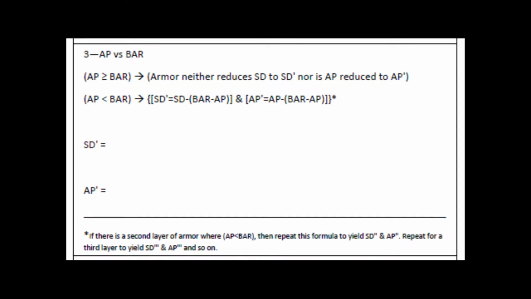Going one box down on the cheat sheet, we see 3 AP verse bar. This box provides a logical reconstruction of information in the Armor and Barrier Effects section, subsection AP verse bar, found on page 185. This is where you record information determining if the weapon's AP, armor penetration, is greater than the armor's bar, barrier armor rating, to see if the armor can reduce the incoming damage. The next box down is only applicable if the weapon attack goes through a second layer of armor, which may happen with shield-bearing characters.